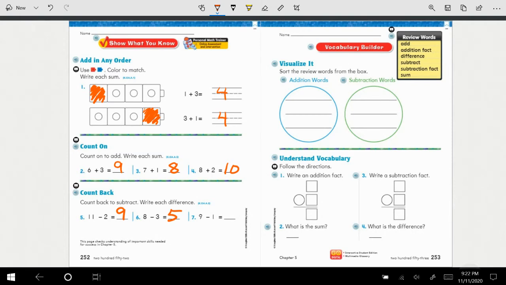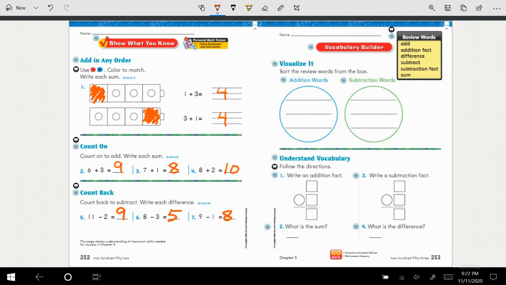Okay, number 7, we have 9 in the box, take 1 out. 9 in the box, take 1 out. 9 in the box, take 1 out, count back, 9, 8. Okay, so again, fix those as you need. And then we'll put stairs or stars, whichever one you earned, whichever one you show.